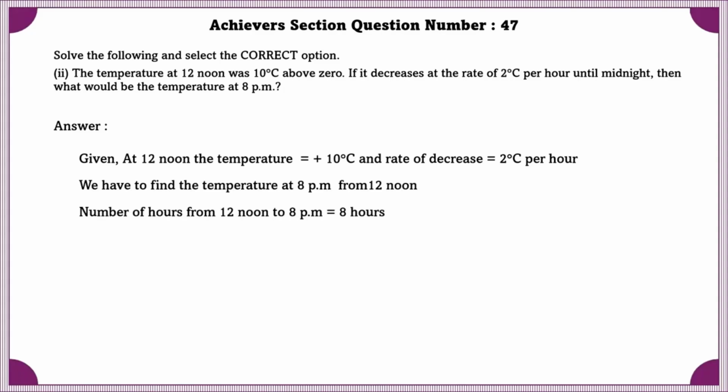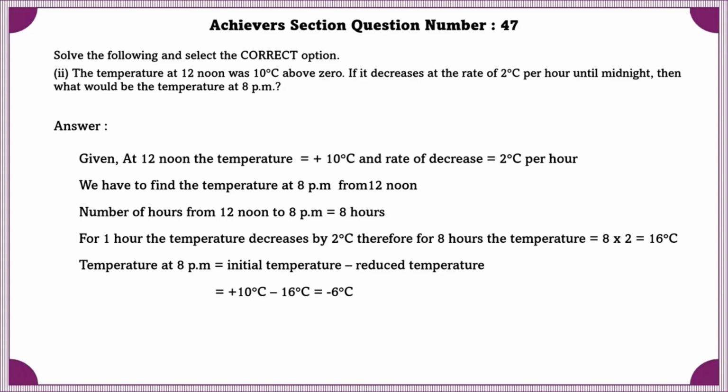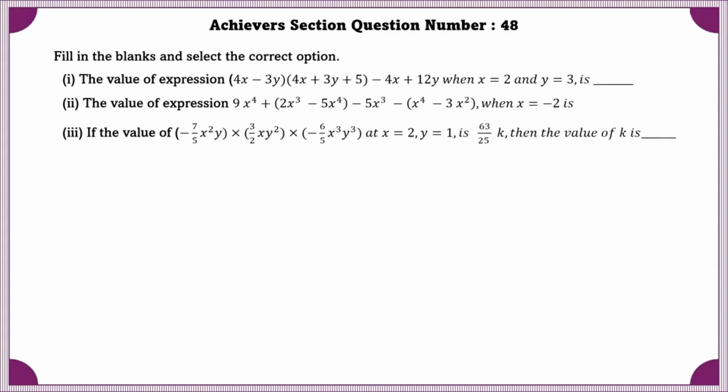We have to find the temperature at 8 p.m. from 12 noon. Number of hours from 12 noon to 8 p.m. is equal to 8 hours. For 1 hour, the temperature decreases by 2 degrees Celsius. Therefore, for 8 hours, the temperature decreases 16 degrees Celsius. Temperature at 8 p.m. is equal to initial temperature minus reduced temperature, that is minus 6 degrees Celsius. Therefore, the temperature at 8 p.m. will be 6 degrees Celsius below zero.